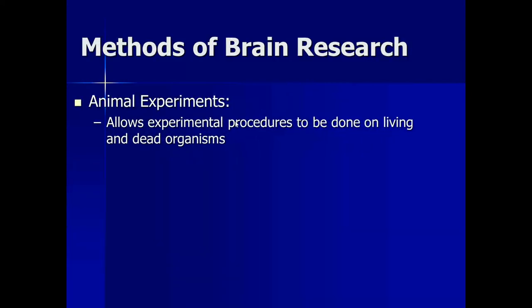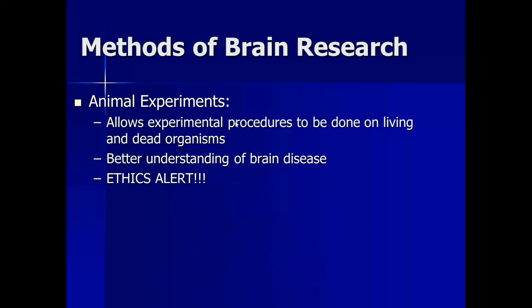Another area of brain research is animal experiments, which can be used to identify function by stimulating organs with electrodes or removing part of the brain by lobotomy. So you get a better understanding of brain disease here. Experimenting on animals involves fewer ethical restrictions than human studies, but it's still an ethical issue and standards do exist. Animal studies are limited by the difference between animal and human brains. So remember, we're talking about animal experiments versus the human brain.